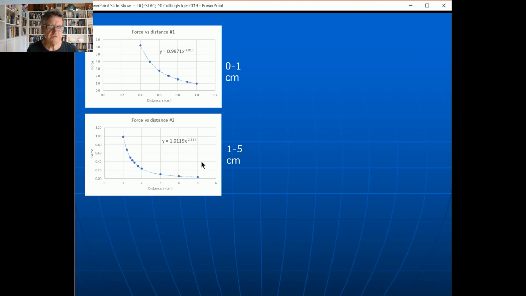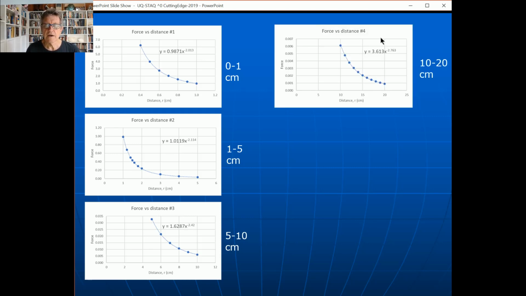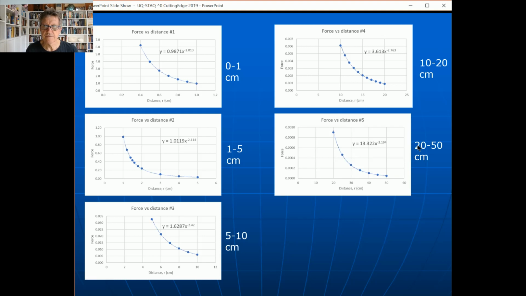What about 5 centimetres up? Look, 5 to 10, we're up to 2.42. It's something about halfway between inverse squared and inverse cubed. Okay, when we're up to 10 to 20 centimetres, it's almost inverse cubed. And 20 to 50, it's a little bit more than inverse cubed.